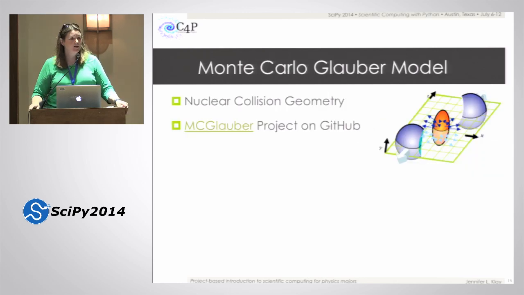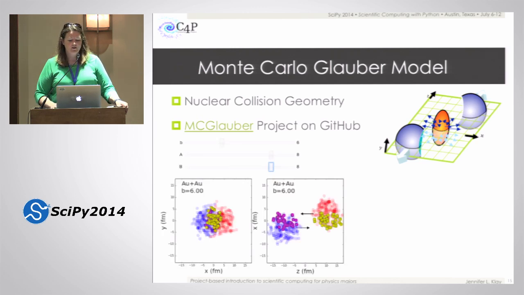Another model that I had the students do in 2013 is something called the Monte Carlo Glauber model. A Glauber model is named after the inventor of it, Roy Glauber, for trying to describe the geometry of a nuclear collision. If you have two nuclei that are colliding, you don't necessarily have them colliding head-on, they may collide peripherally. How can you assess whether that happened or not? And there are methods to do that.